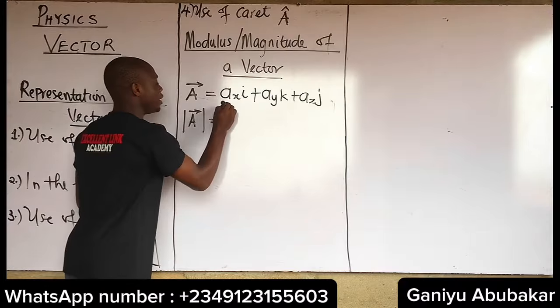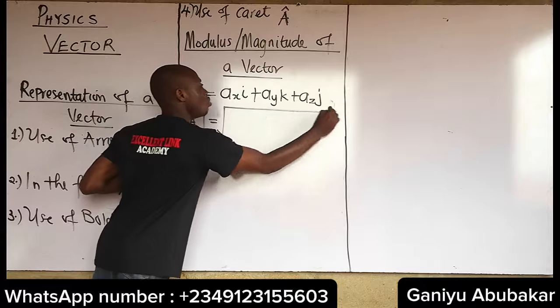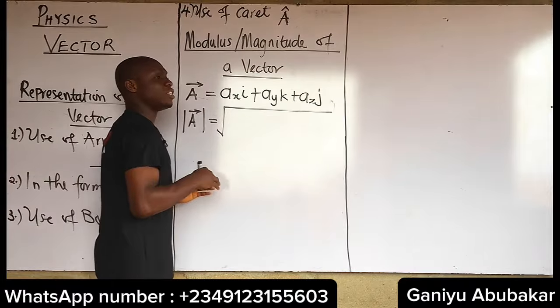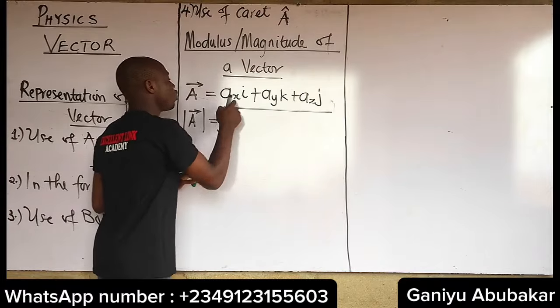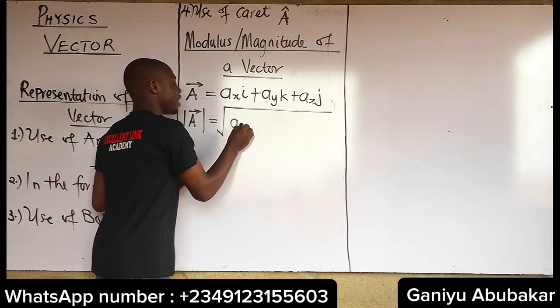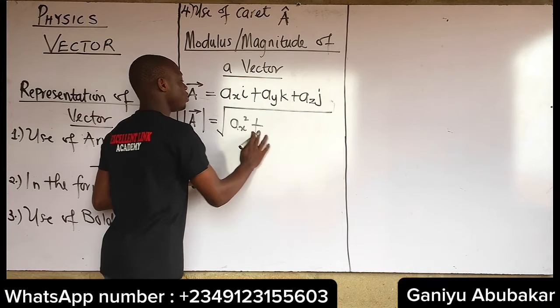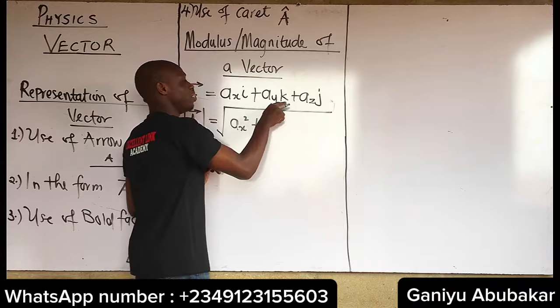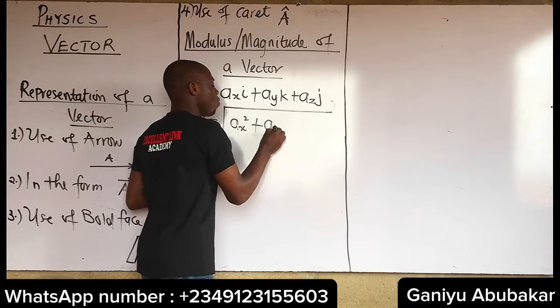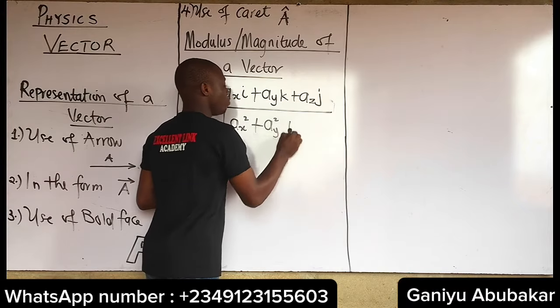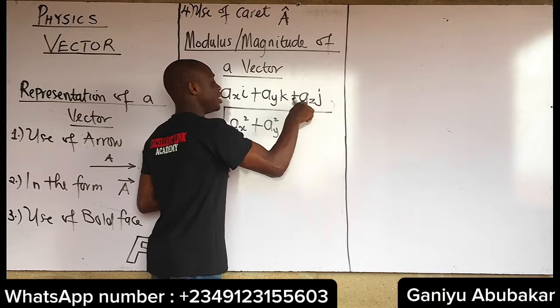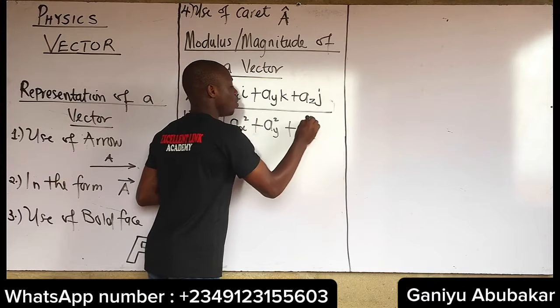So mathematically it is equal to the square root of the coefficient of I squared. The coefficient of I here is what? AX. I will square it, plus the coefficient of K, which is what? AY, all squared, plus the coefficient of J, which is what? AZ, all squared.